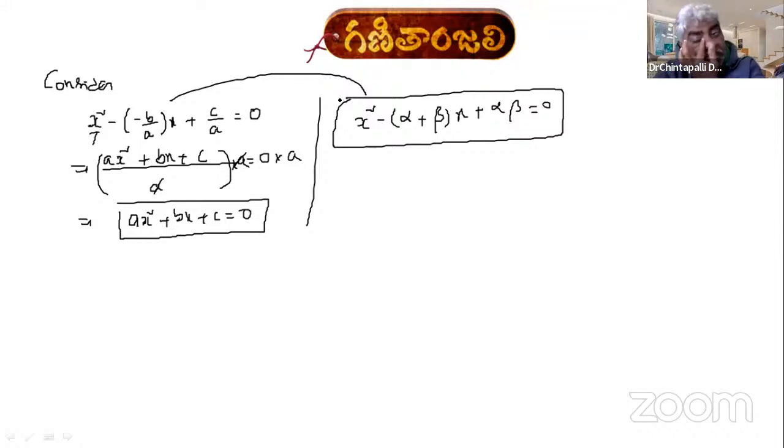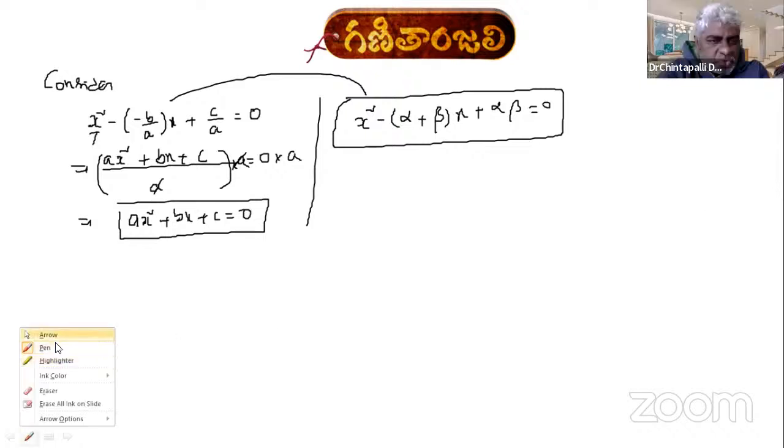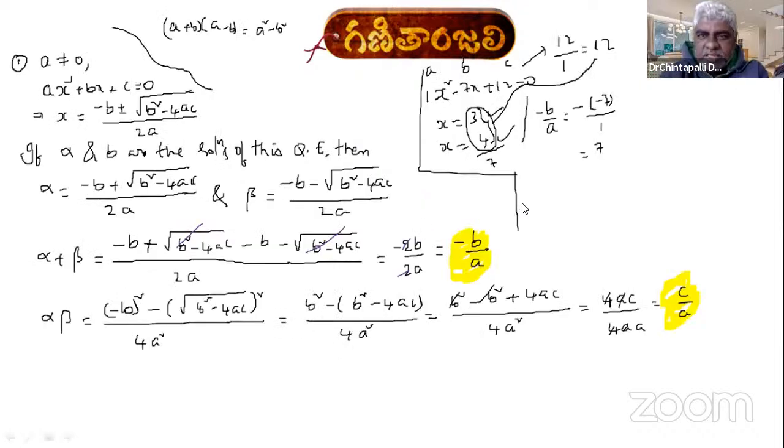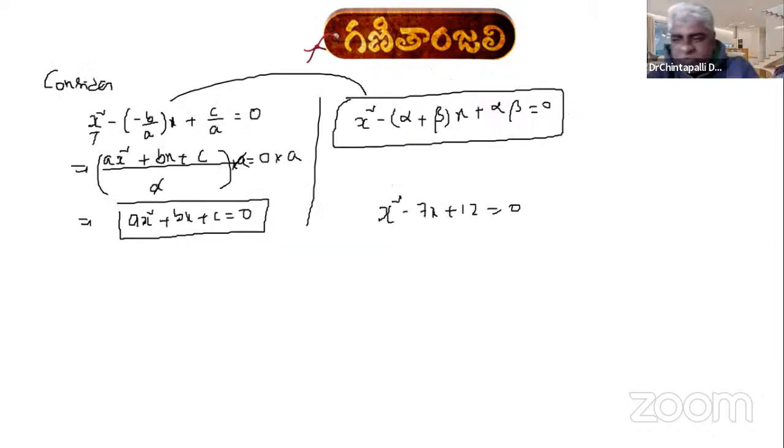For example, can you tell the equation whose roots are 3 and 4? x squared minus 7x plus 12 equals 0. How to find the equation when roots are given? x square minus of the sum of the roots times x plus the product of the roots is equal to 0. Got it? These are very important formulas, the formula to find the equation.